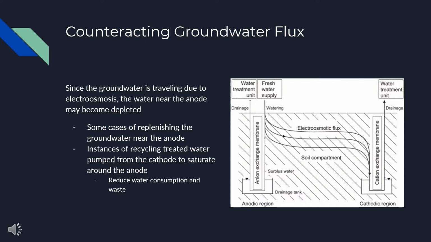For this reason, some treatment systems counteract water depletion by pumping water back into the ground near the anode. Sometimes this water is even recycled water that has since been pumped from and treated at the cathode, reducing water consumption and waste. However, it is important to not oversaturate the ground when replenishing the water table. Doing so could actually increase the spread of the contaminant in the ground in a harmful way.